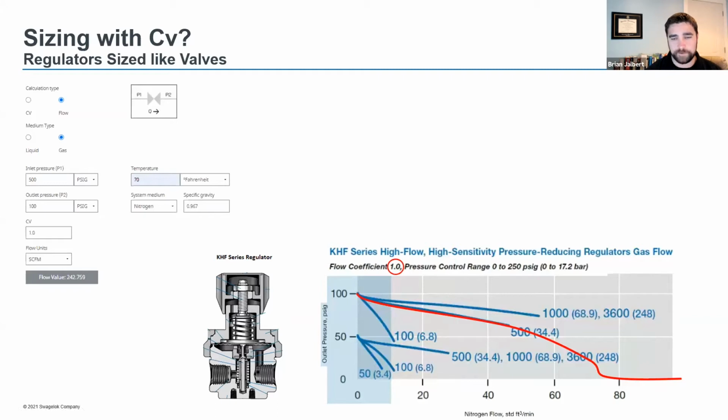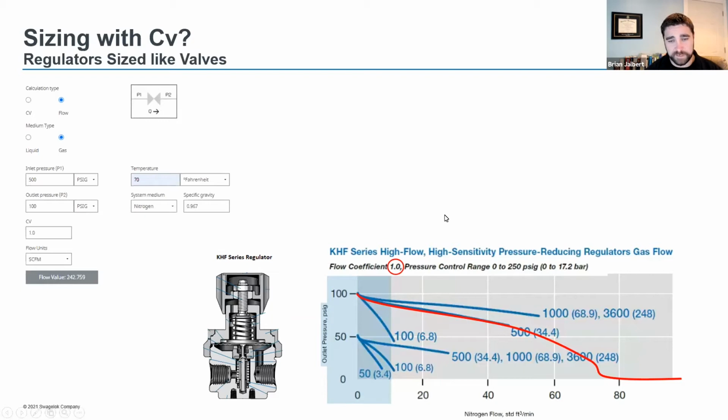For this example, if we were saying 30%, if you look at this flow curve, under the same conditions that we have under the CV calculator, with a 500 PSI inlet pressure and a 100 PSI set pressure, this regulator really maxes out and the droop becomes pretty substantial, around 40 CFM. So if you size this with the CV, you're going to be 200 CFM short of what you thought you were going to get from this regulator.